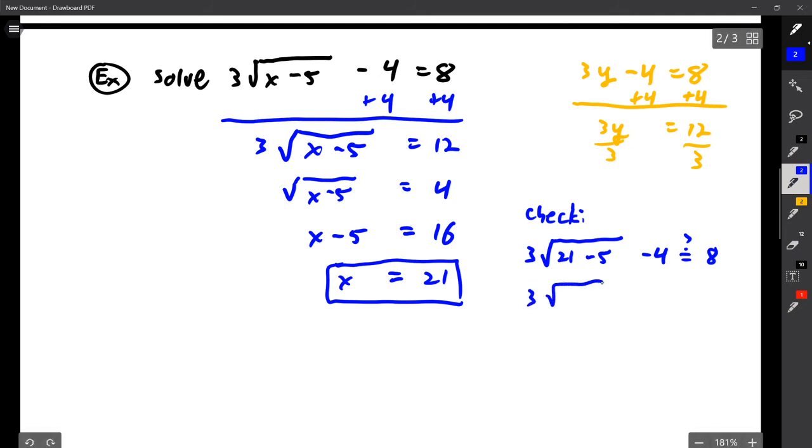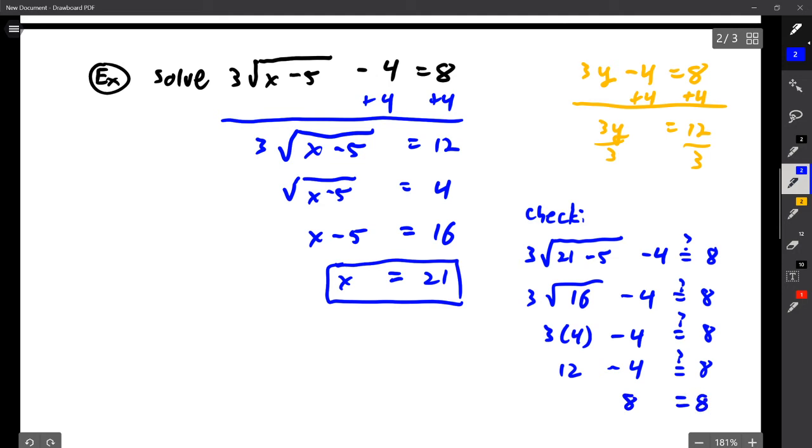3 times the square root of 21 minus 5 is 16, minus 4. Does that equal 8? Well, the square root of 16 is 4, so 3 times 4 minus 4. Does that equal 8? 3 times 4 is 12. 12 minus 4. Does that equal 8? And 12 minus 4 is 8. So cool, 8 does equal 8. It checks out.